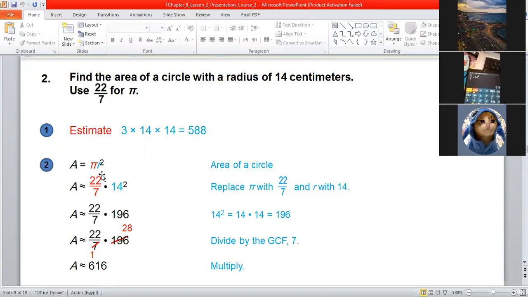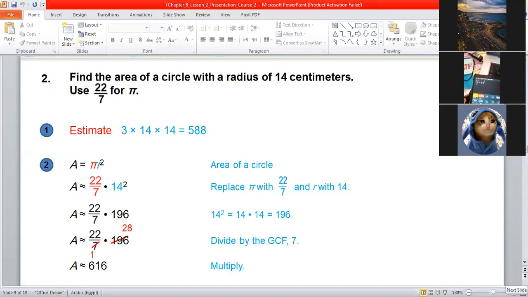So if he gives me pi is equal to 22/7, I will replace pi with 22/7, like here, and replace r with 14. So we do two steps. One, replace pi by 22/7 and replace r with 14. After that, we will multiply the two numbers together. Multiply 22/7 times 196. 196, if I simplify it, gives me 28. We will multiply 28 by 22. If you multiply these two together, it gives me 616.